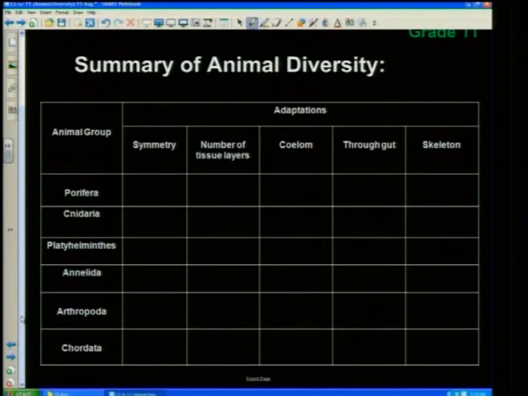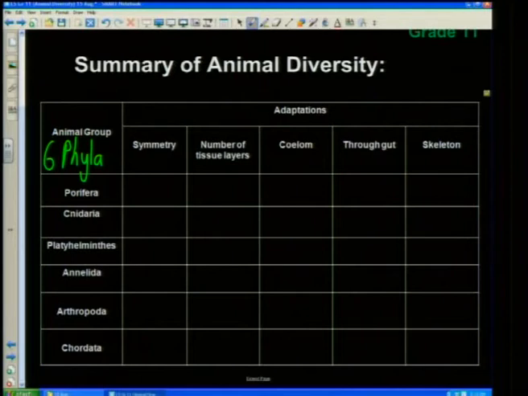So I would like you to roughly copy down this table. And as I said, if you don't have the Facebook page, or if you do have a Facebook page, please go and look for this table. And as I said, you can draw up a rough table. These are your animal groups. These are the six different phyla: Paraphyra, Cnidaria, Platyhelminthes, the Annelida, Arthropoda, and the Chordata. All right, so these are our six phyla. And I hope you've copied this down already.